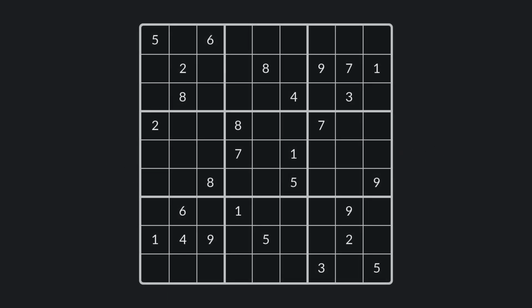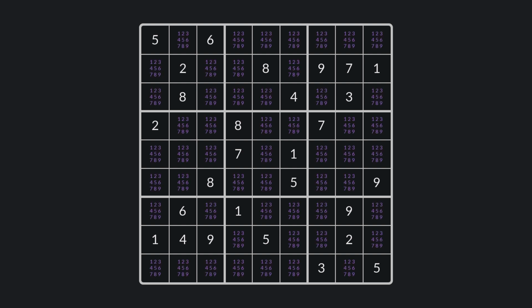Now we have seen how fast the AI is. But how does it work? I will explain the AI's algorithm using this Sudoku as an example. Obviously, the AI must write down a number between 1 and 9 in every empty square. So for each of them, it creates a list containing the numbers from 1 to 9.